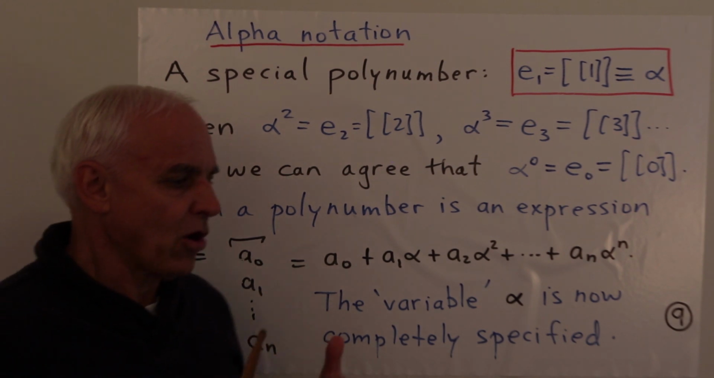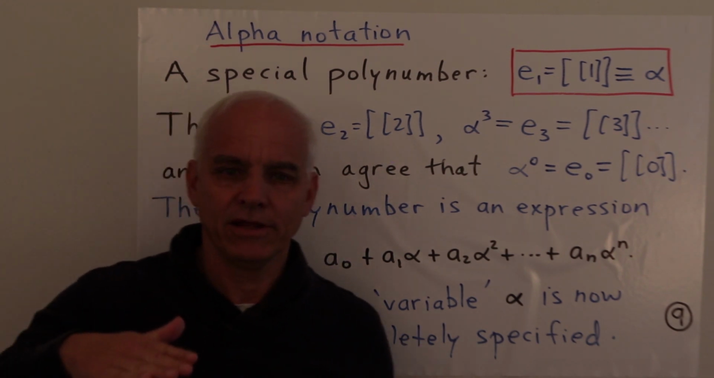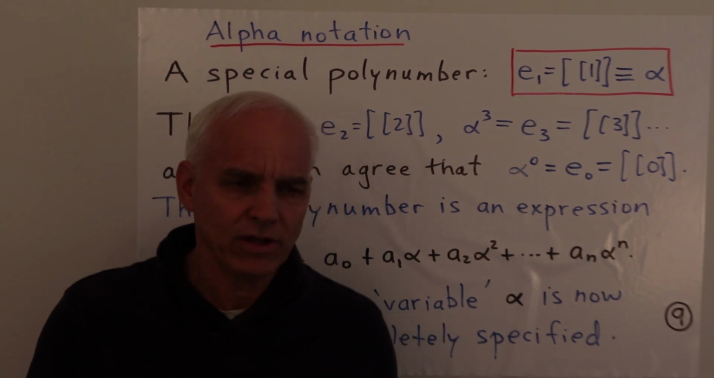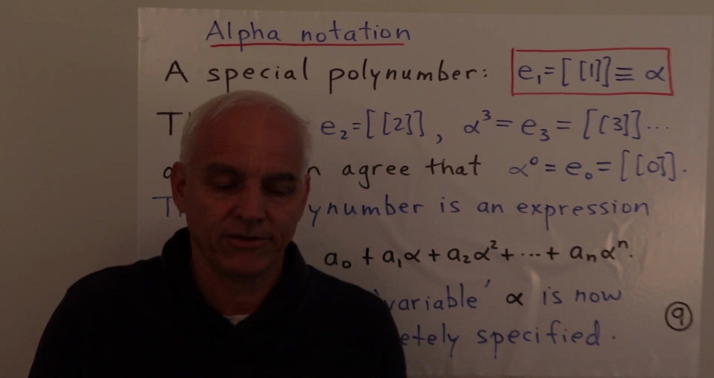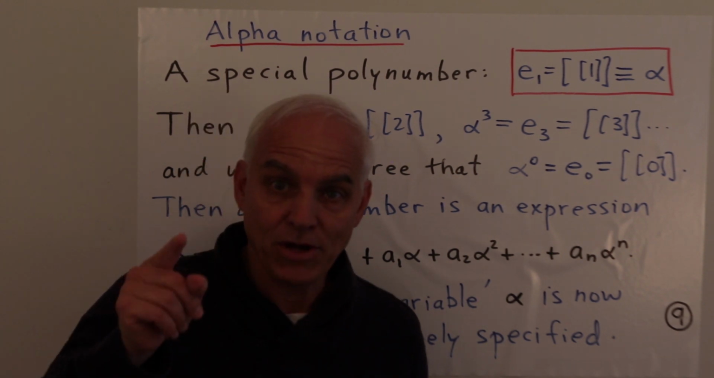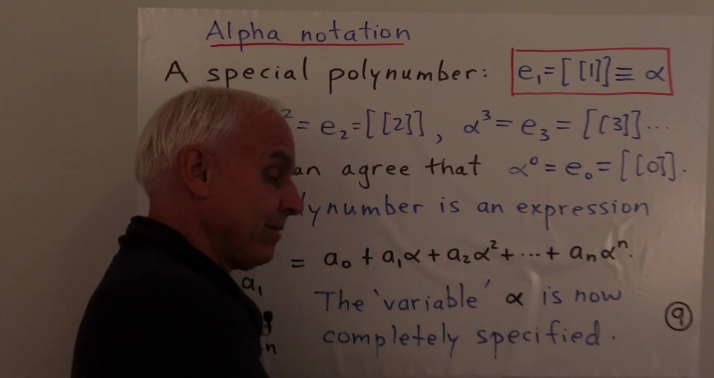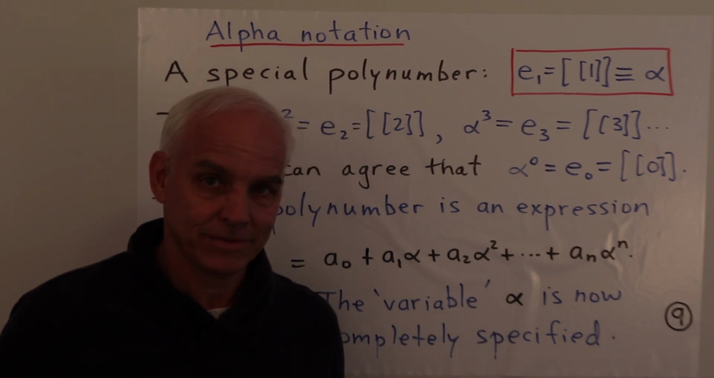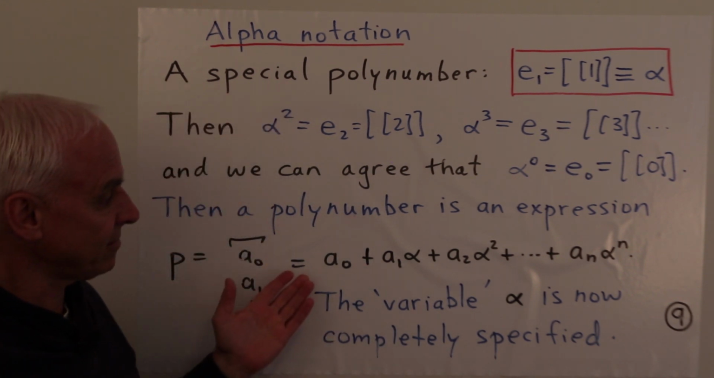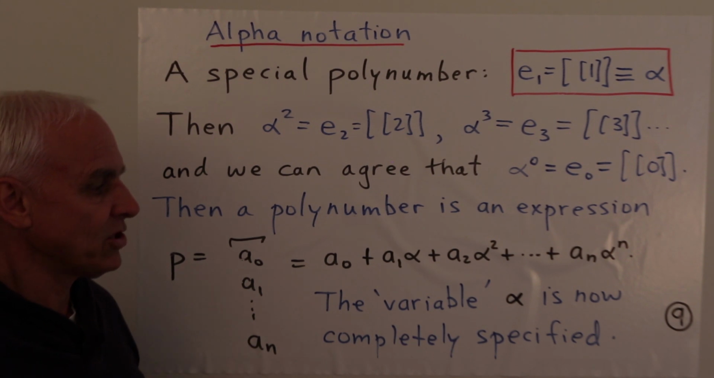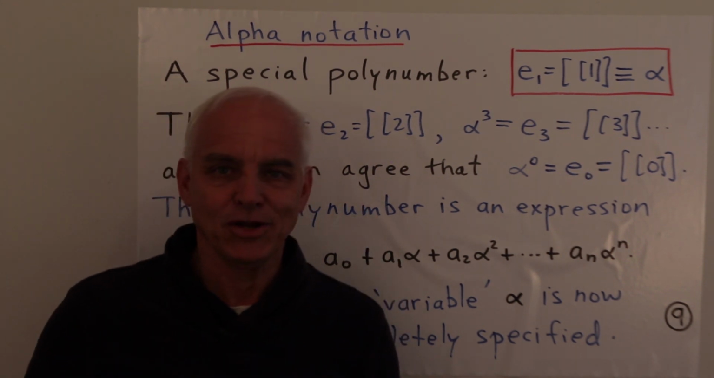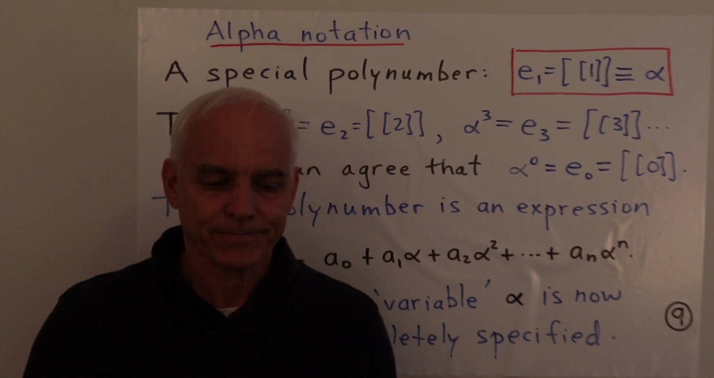So this is our way of avoiding entirely this delicate question of what we mean by variables. What does the variable x mean? What does the variable t mean? What does the variable alpha mean? Now we know exactly what alpha means. And we have a nice theory of polynomials or polynumbers, which is firmly rooted in data structures.